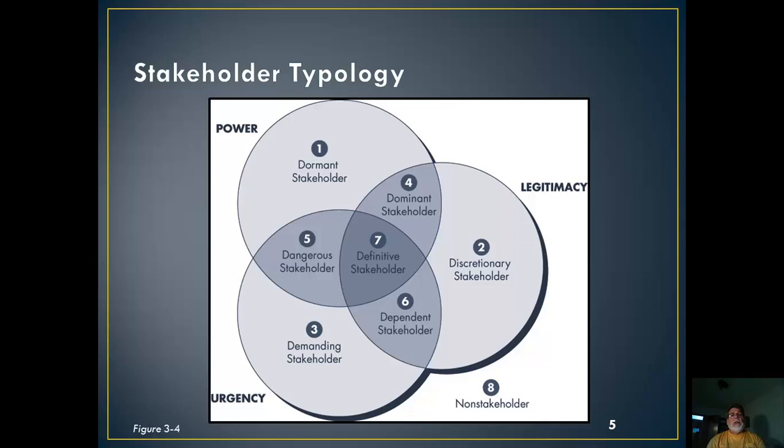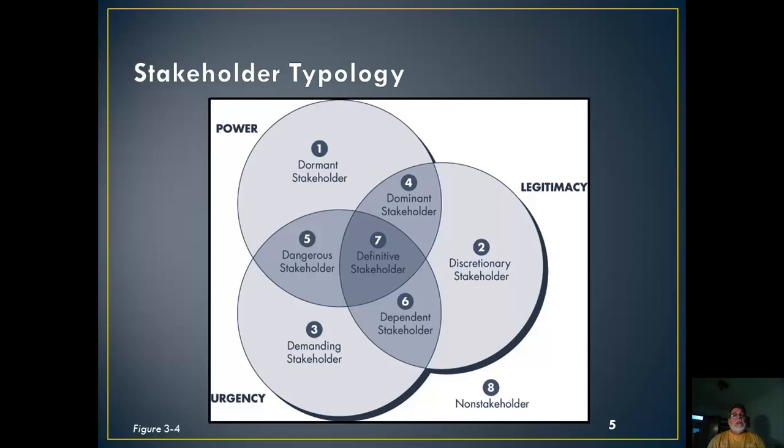Here you have a stakeholder typology. We're looking at views of power, legitimacy, and urgency. The dormant stakeholder is not doing much. He has his power, but he doesn't do much with it. He's just there. The discretionary stakeholder decides when they're going to do something. The demanding stakeholder is there demanding their viewpoint.